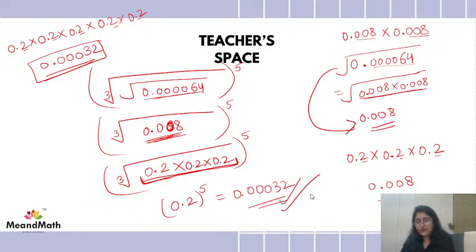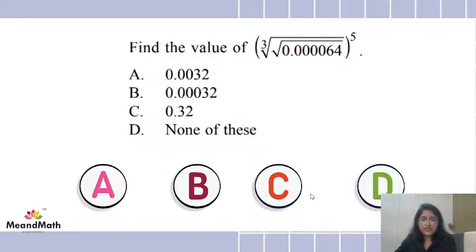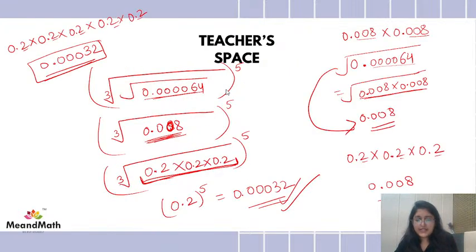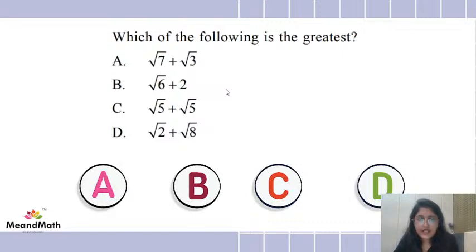0.00032. All right. So which is the option for this? 0.00032. We got it as option B. All right, so the correct option over here is option number B. All right. Any doubt, students? Okay. Next, let's move to the next question now.